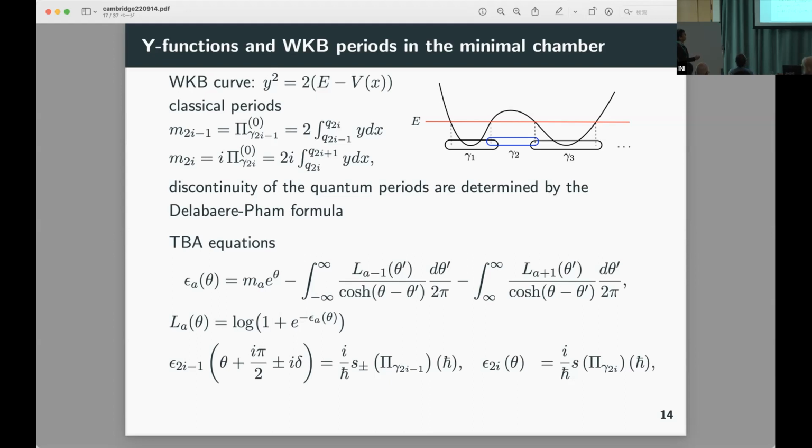And the Delabaere-Pham formula states that the Borel sum periods, how they show the discontinuity and how the periods are related to each other, is given by this discontinuity formula. This discontinuity formula translates into the form of the TBA equations, where the lateral Borel resummed periods satisfy the form of an integral equation. This integral equation is called the TBA equation that appears in integrable models.